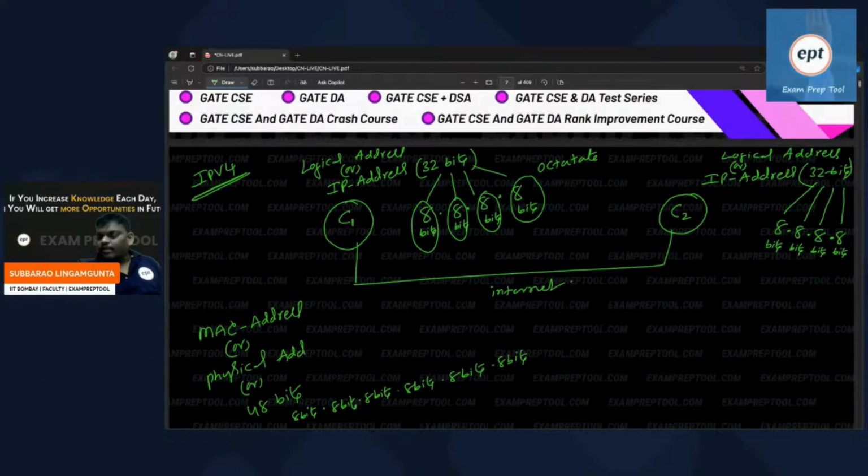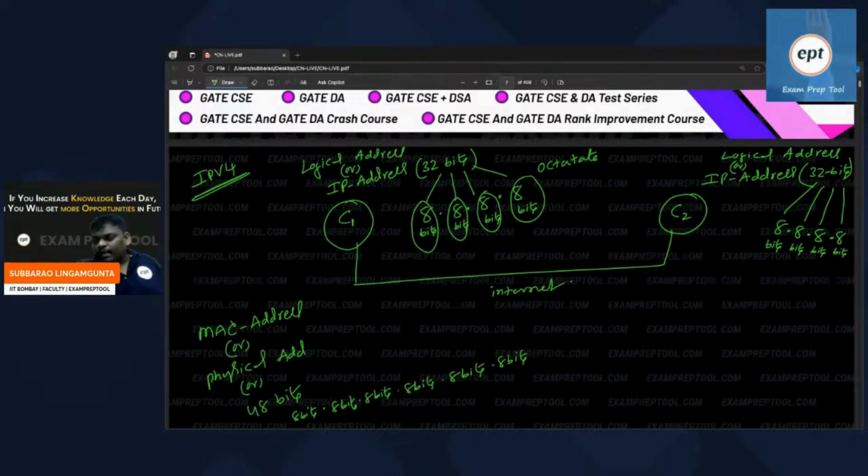Inside mobile, whatever is there, that is called the physical address. So can anyone guess how to get the computer's logical address? Can anyone help me?